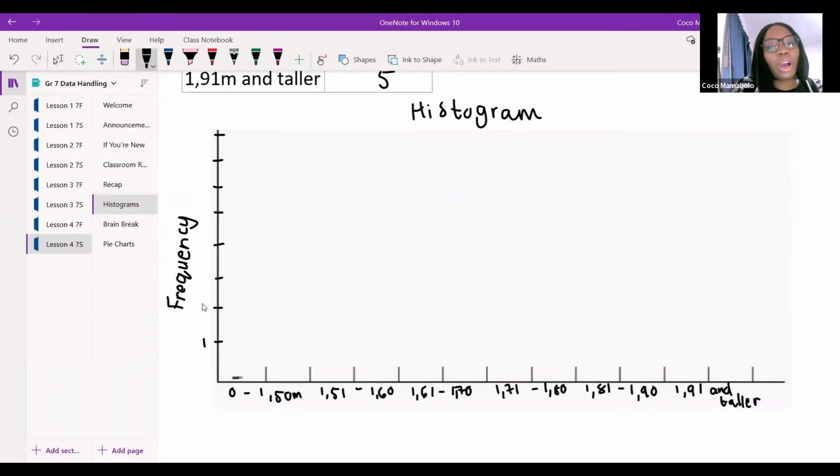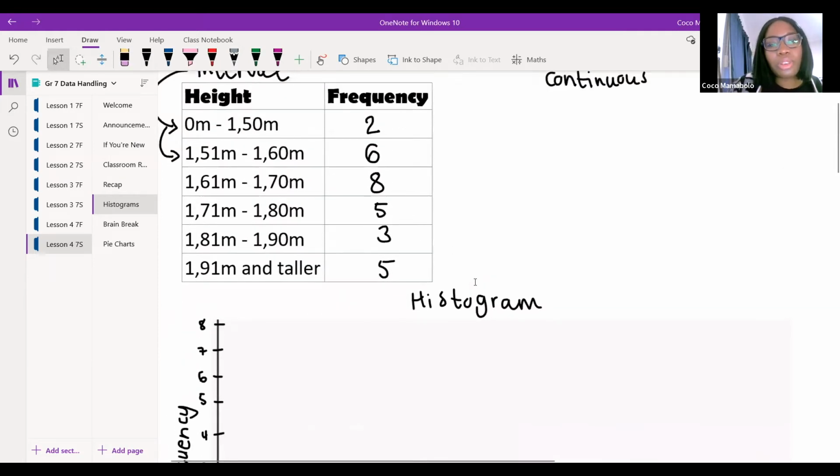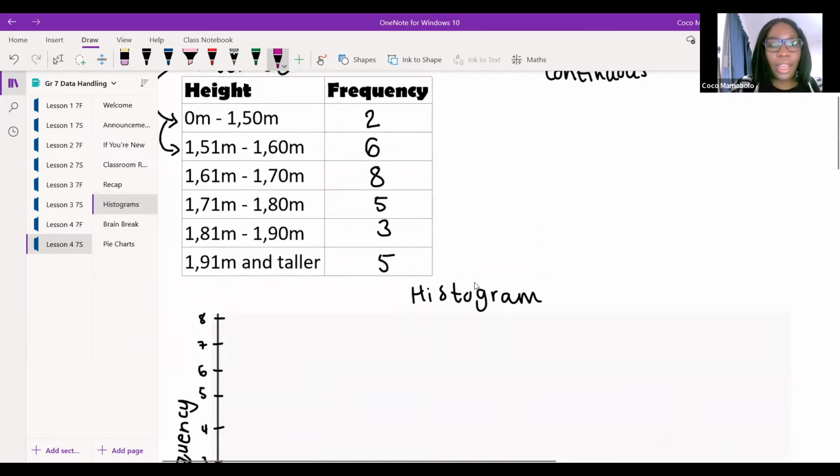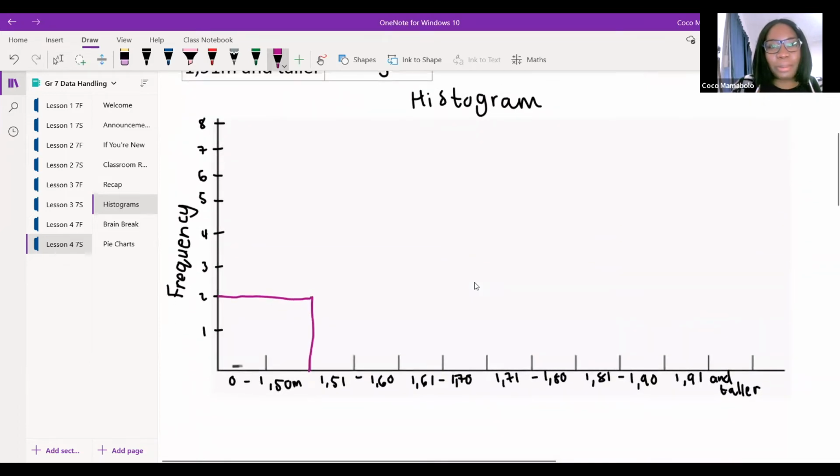Now, because we are comparing data to each other, there is no need for us to draw all the different bars in a different color. You can if you would like to, but because we're trying to look at what the data is doing in comparison to each other, we technically don't have to draw it in a different color. Okay, so we're going to start with 0 to 1.50, and we're going to find that it's 2. So it looks like that. Now, this is definitely not going to be neat, guys. No judgment. Okay, 1.51 to 1.6 is 6 people. So all the way up here at 6 people.